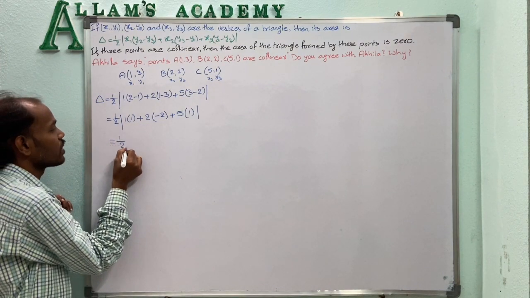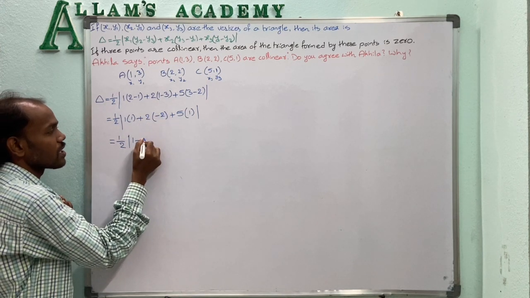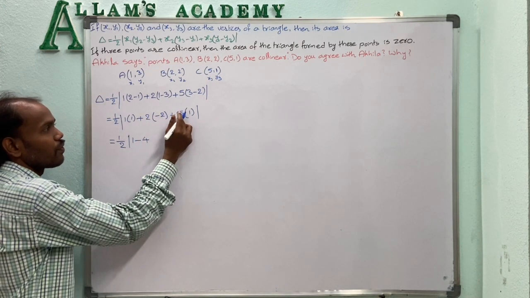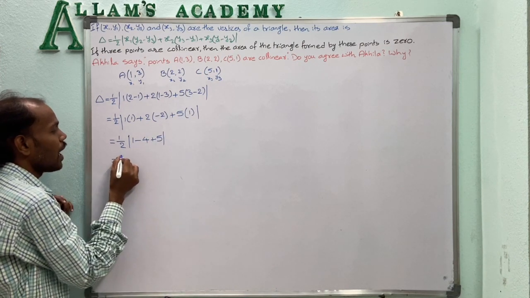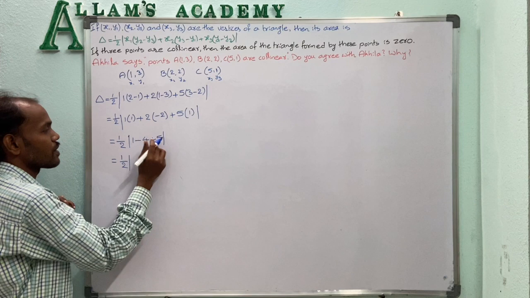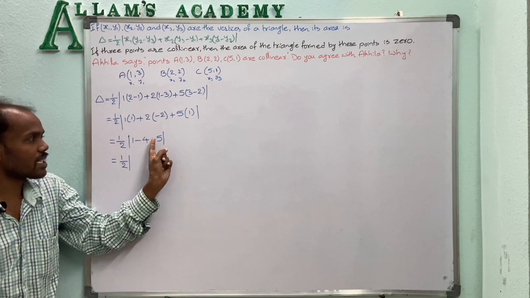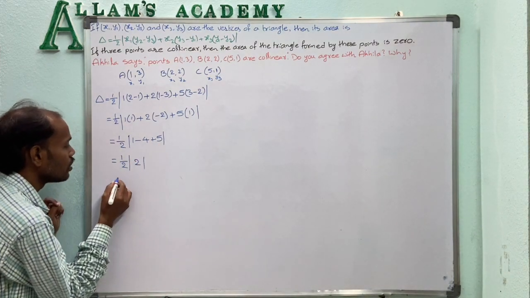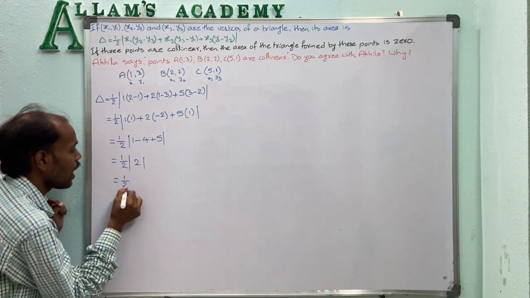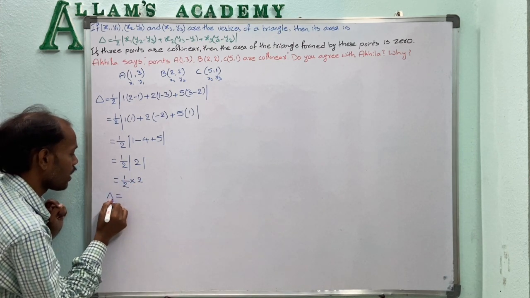So half into mod 1, 2 into minus 2 is equal to minus 4, plus 5 into 1 is 5. So half mod 1 minus 4 plus 5. 1 minus 4 is equal to minus 3, minus 3 plus 5 is equal to 2. So half into mod 2, the value is 2. So 1 by 2 into 2 is nothing but 1.